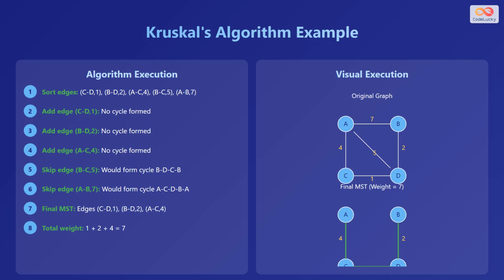Now we add edge C to D with weight 1 and no cycle is formed. We add edge B to D with weight 2, and again no cycle is formed. We add edge A to C with weight 4, and no cycle is formed.